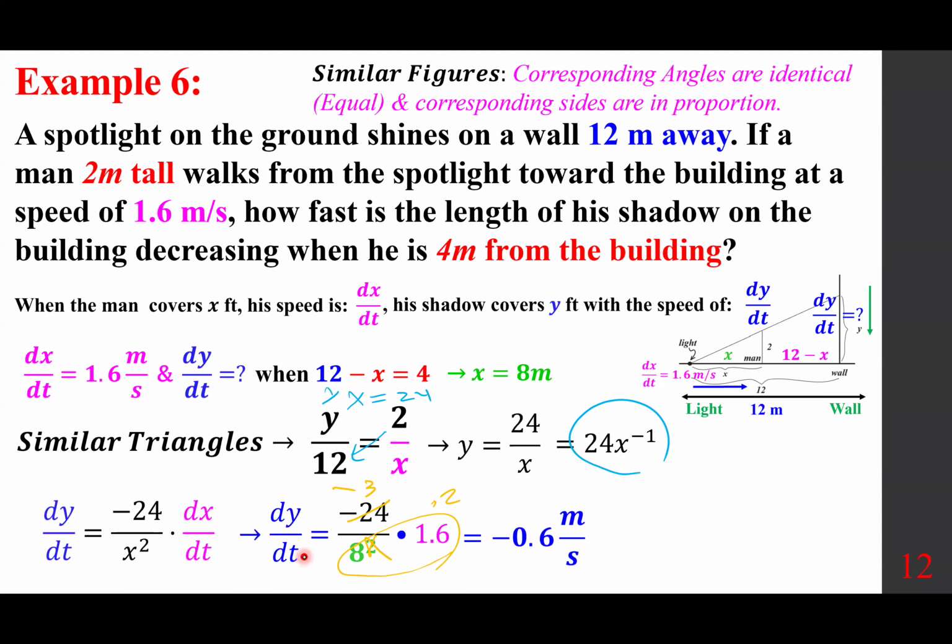What does it mean? The length of his shadow is decreasing. Notice as the man moves away, then as I showed you, the y decreases. So the length of his shadow is decreasing. At what rate? At the rate of 0.6 meters per second. And we do use positive because we are mentioning that it's decreasing, okay?